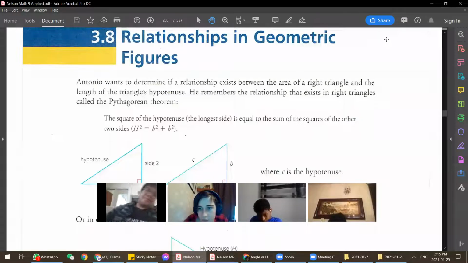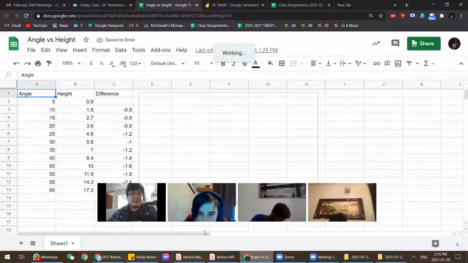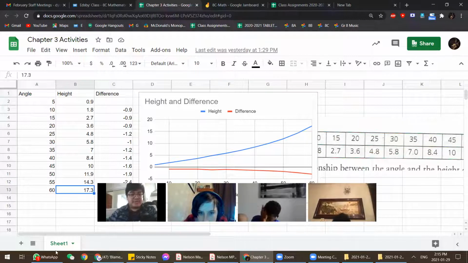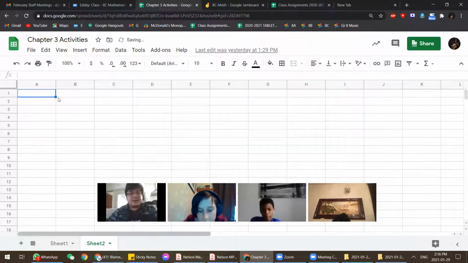All right. So basically, in 3.8, we're actually going to use this for another activity. Use your spreadsheet. So I'm just going to call it chapter 3 activity. And then I'm going to open a new sheet here. To open a new sheet, I just click Add Sheet here, right? Add Sheet.